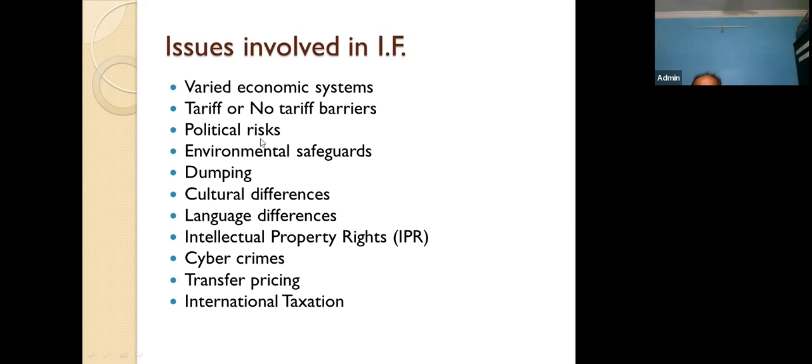The third one is political risk. Now suppose you are dealing with America. A few months back, there was a presidential election. Earlier the president was Donald Trump. Now Joe Biden is the new president of America, the USA. Earlier there was Donald Trump. So when presidents change, it also has an impact on international finance because of their policies. New strategies may come.